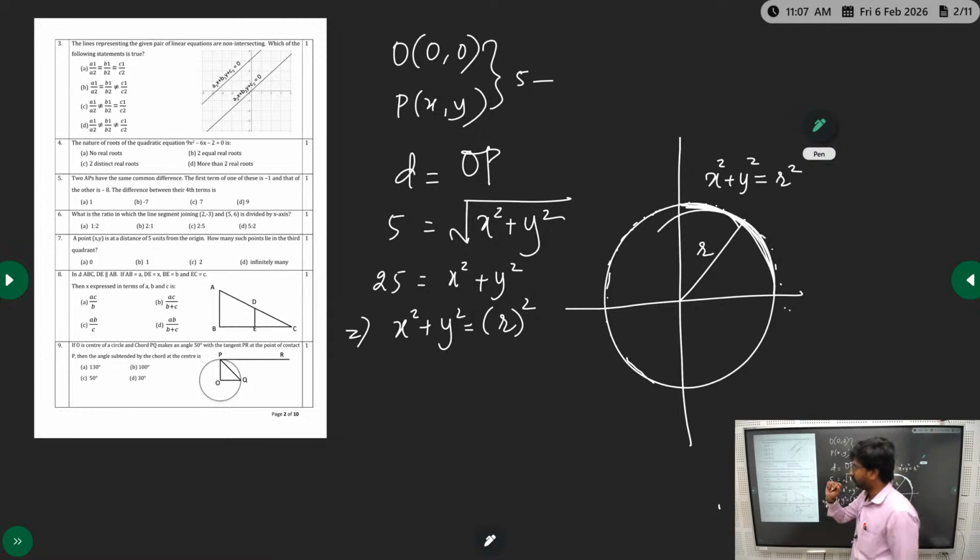Now you see the question. The point is lying so and so. How many such points lie in the third quadrant? Infinite. Infinitely many solutions. Draw this figure and write that equation.